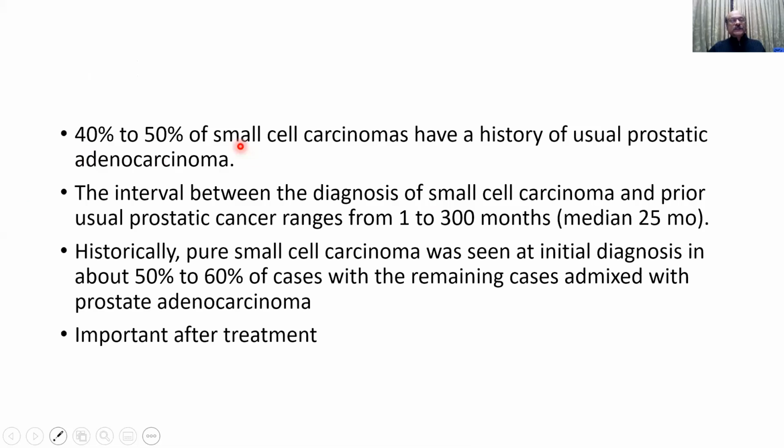Now, 40 to 50% of small cell carcinomas have a history of usual prostatic adenocarcinoma. The interval between the diagnosis of small cell carcinoma and prior usual prostatic cancer ranges from 1 to 300 months. Median is 25 months, that means 2 years. Historically, pure small cell carcinoma was seen at initial diagnosis in about 50 to 60% of the cases, with the remaining cases admixed with prostatic adenocarcinoma. And it is important after treatment.